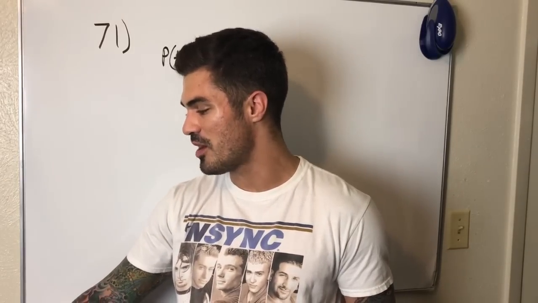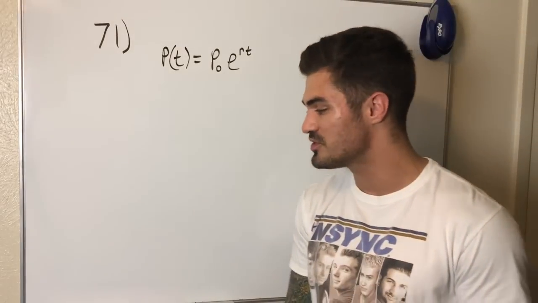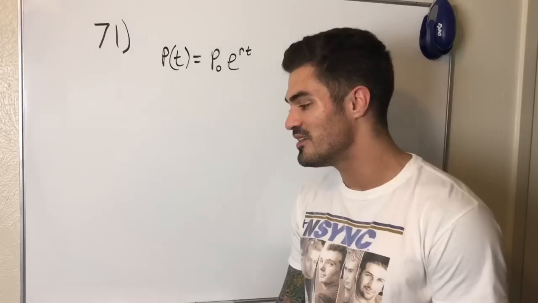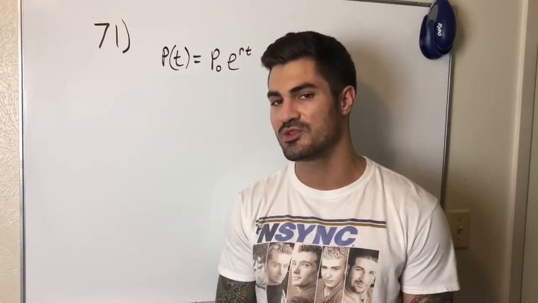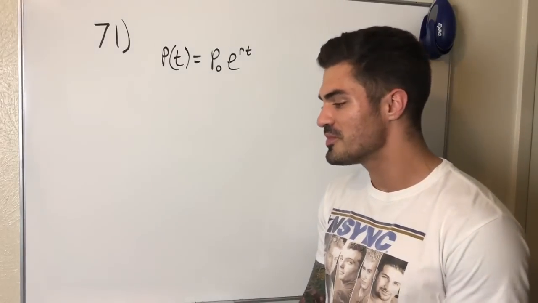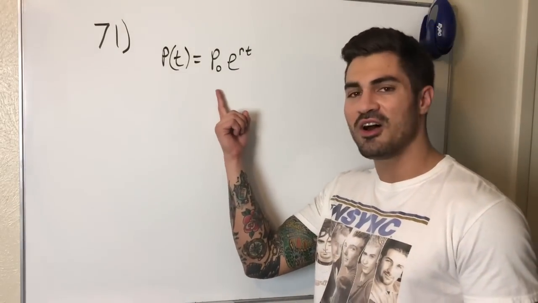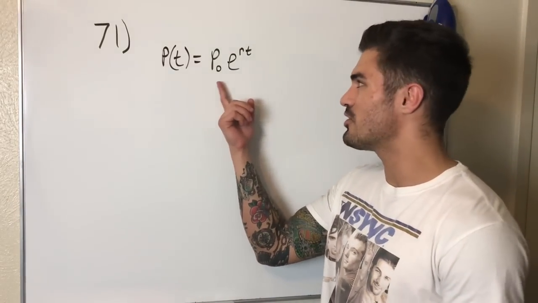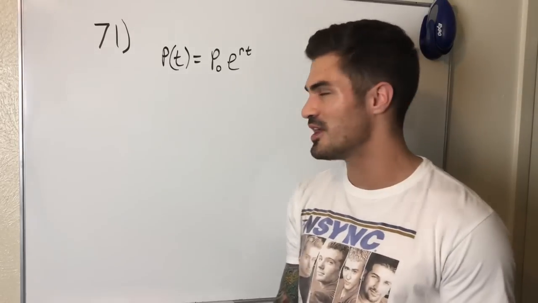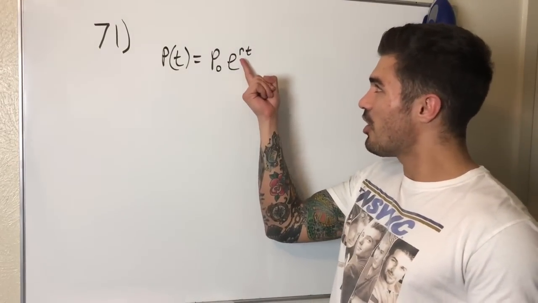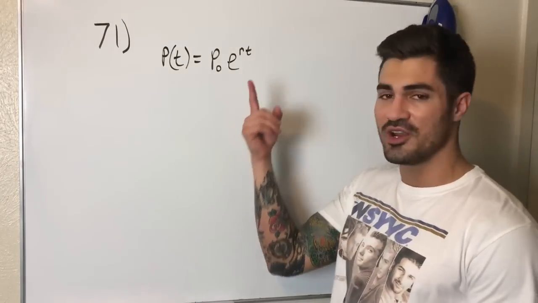Number 71: the population of a country on January 1st, 2000 is 13.7 million, and on January 1st, 2010, it has risen to 15.8 million. So we've got a population growth problem. Write a function of this form. I call this P naught; your professor may call it something else. That's the initial value. E is just a constant, the number E. R we call the growth rate, and T is our independent variable.